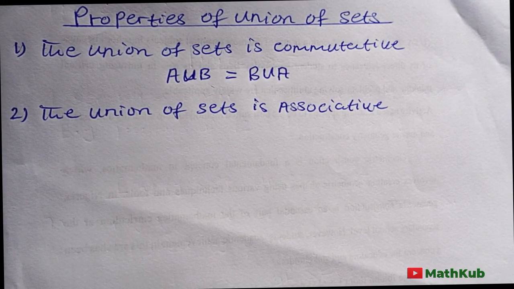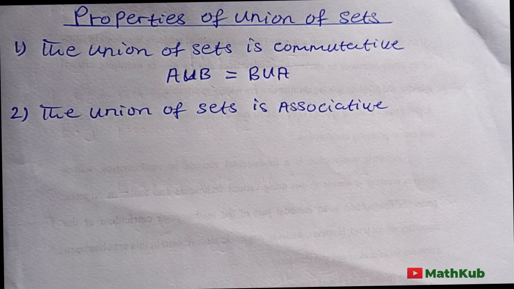Let's go to the properties of union of sets. This is the continuation of the first video, master set theory. Now let's look at the properties of union of sets. Number one, union of sets is commutative. What does that mean? It means that A union B is equal to B union A.